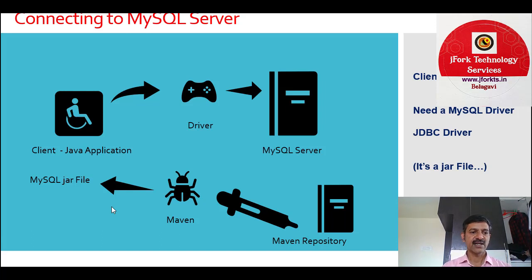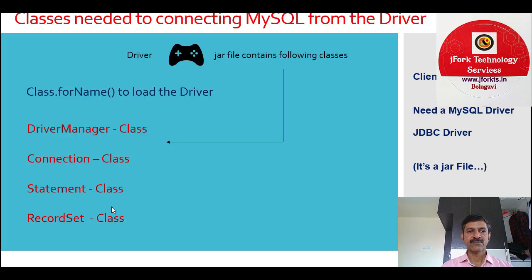So what is it that I get when I download my MySQL jar file? These are the classes that are available in the jar file. Of course, there are many classes in the jar file, but we are interested in only those classes which are relevant to us. So there is a driver manager class, there is a connection class, there is a statement class, and the record set class. We shall see the use of these things shortly: what arguments are expected and how to use these classes to connect to the database, fetch the data and display the data in our application.